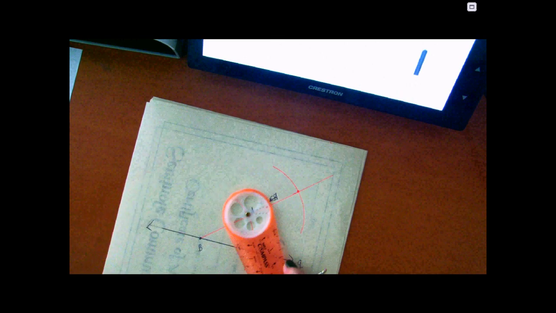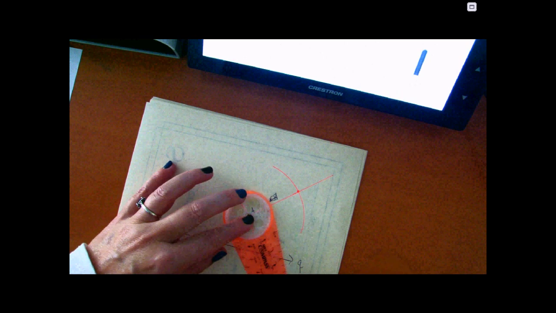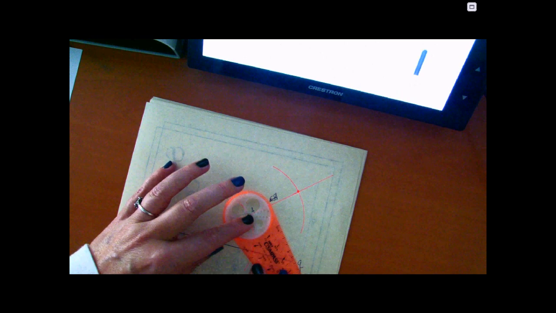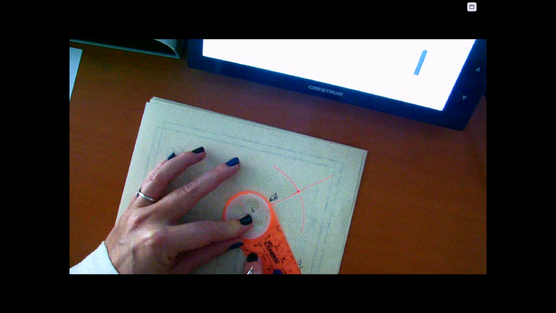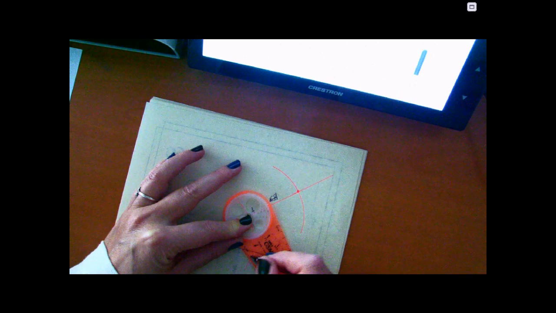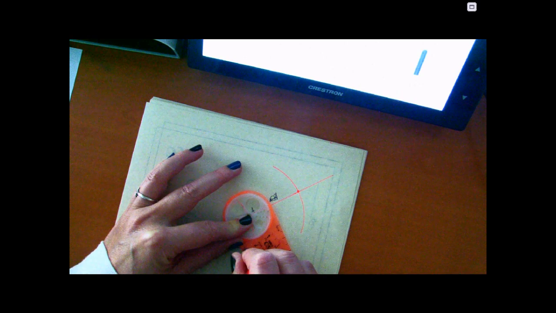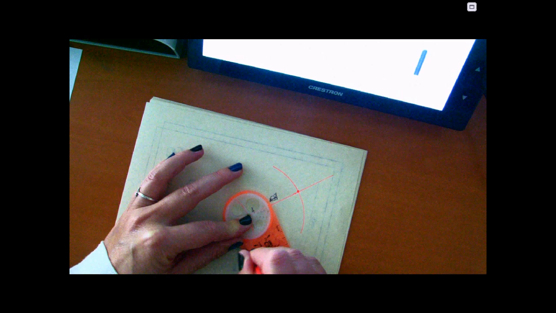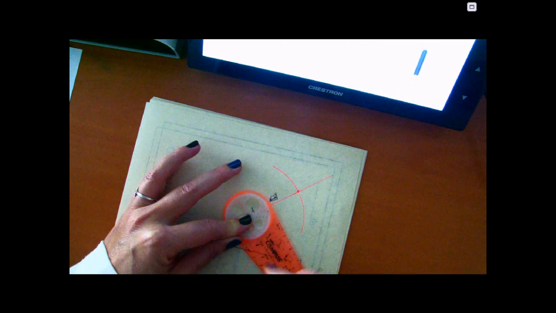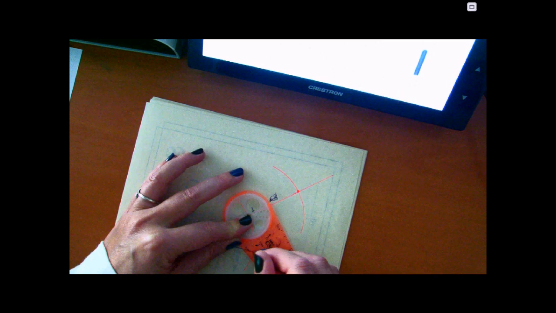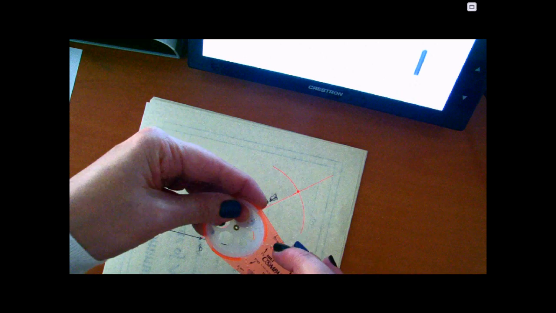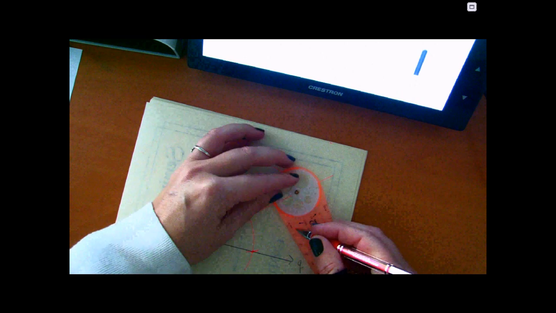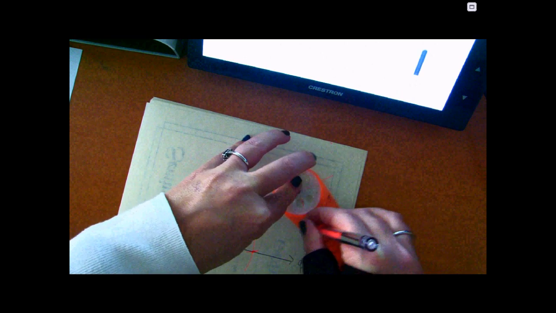And I need to measure the distance between here and that point. And when I'm looking down into the holes, I can see when the hole hits the line and the arc at the same time. And that's this hole right here. So I need to keep track of that. So I'm going to put the pin in it since it doesn't actually have a good marking on it. And there's that.